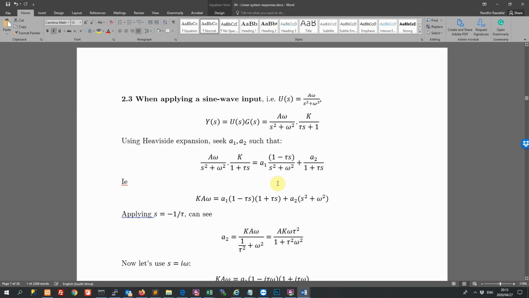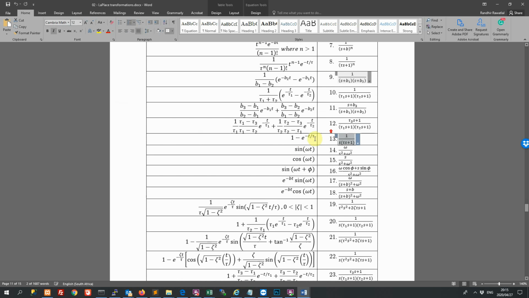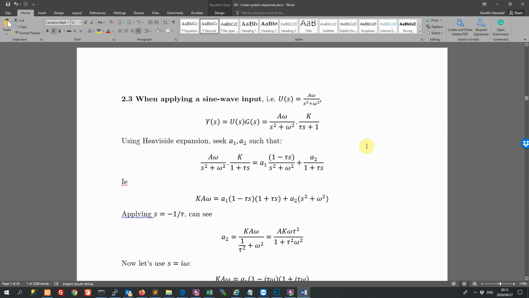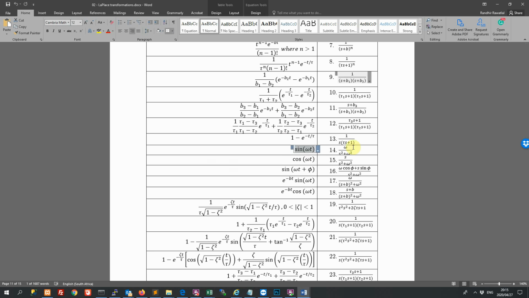Now let's look at a third version of that. We want to apply our sine wave input. And going back to our table, for a sine wave, this is in the time domain. For the sine wave, it's omega over s squared plus omega squared. So that's what we have here. And we are also applying some amplitude. So this was a pure sine wave, omega over s squared plus omega squared.